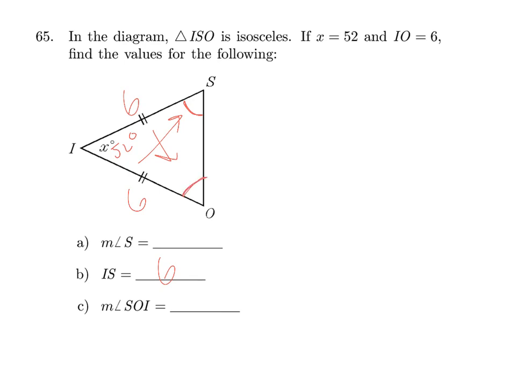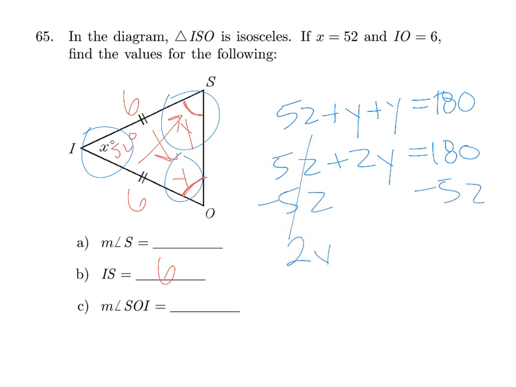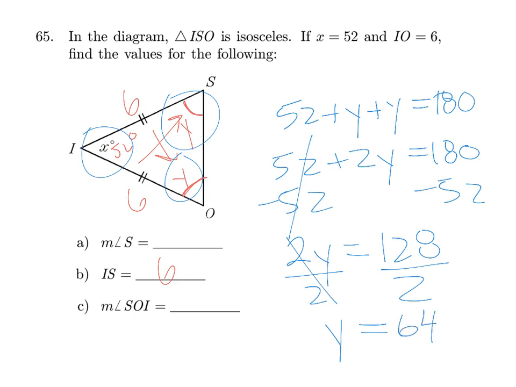So I'm just going to give them another variable name. And I know that all three of these angles add up to 180. So I have 52 plus y plus y equals 180. So I have 52 plus 2y equals 180. Subtract 52. I get 2y is equal to 128. Divide by 2, and y is equal to 64. So the measurement of angle S is 64 degrees, and the measurement of SOI is 64 degrees.